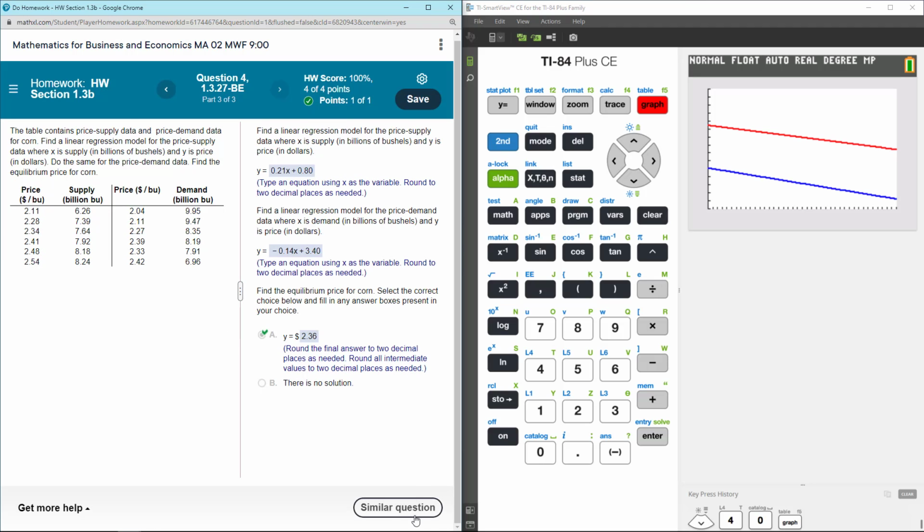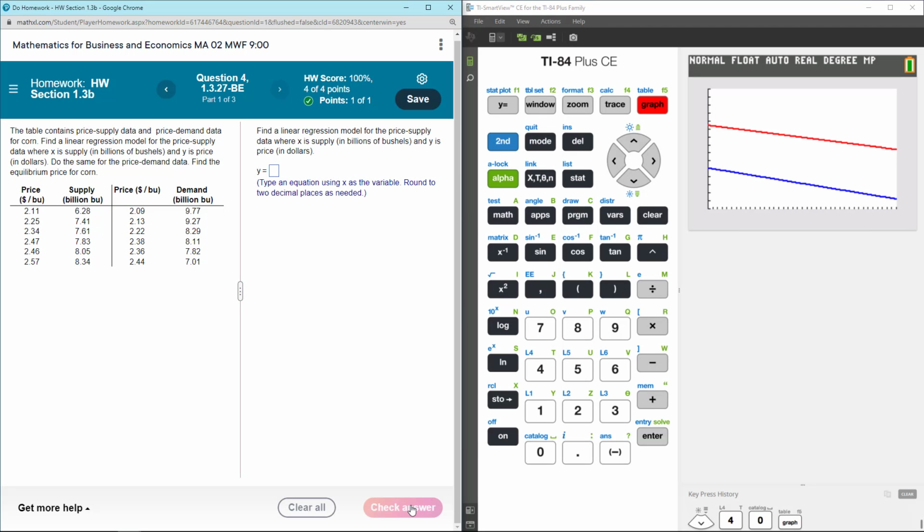Now, for our last problem, we once again have to figure out regression formulas. And once again, we are going to use our calculator to do that. Now here we have the price supply data and the price demand data for corn. And we want to find a linear regression for the price supply data where X is supply and Y is price. And then we want to do the exact same thing for the price demand data. But first we want to do it for the price supply data.